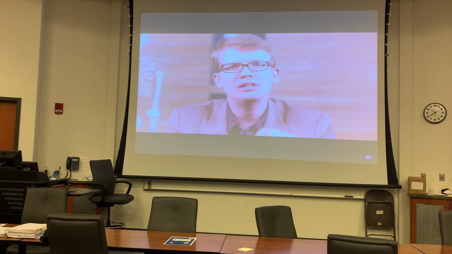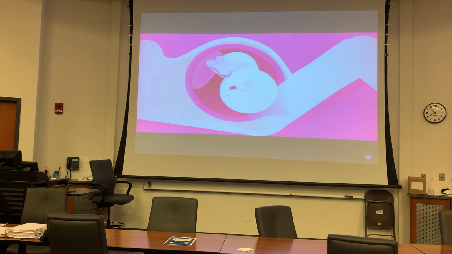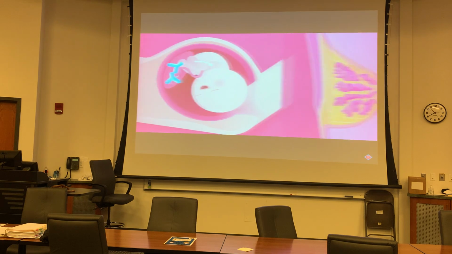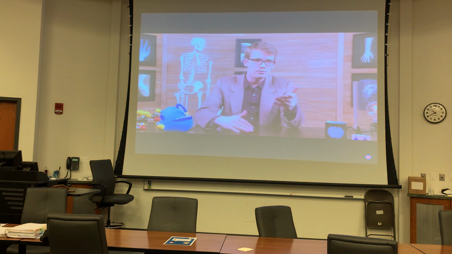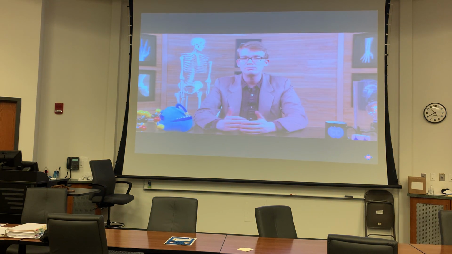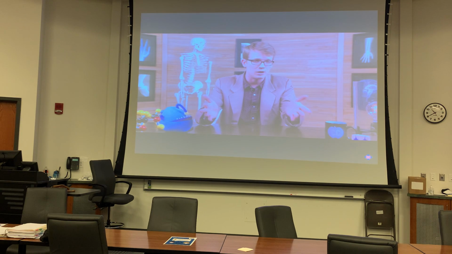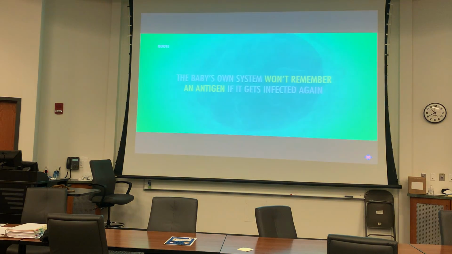Still, acquired immunity doesn't have to be active. Babies, for example, naturally obtain passive humoral immunity while still in the womb. They receive ready-made antibodies from their mothers through the placenta and later on through breast milk. And that works pretty well for a few months, but the protection is temporary because passively obtained antibodies don't live long in their new body, and they can't produce effector cells or memory cells, so a baby's own system won't remember an antigen if it gets infected again.